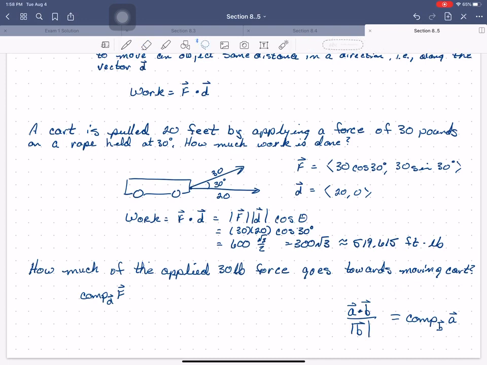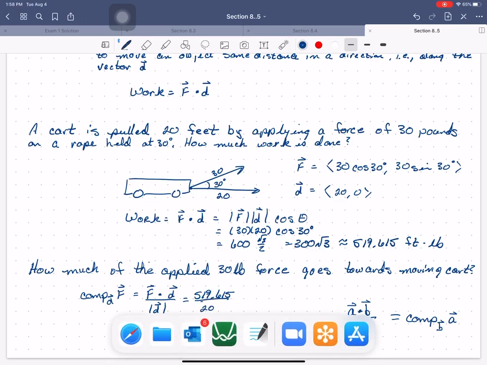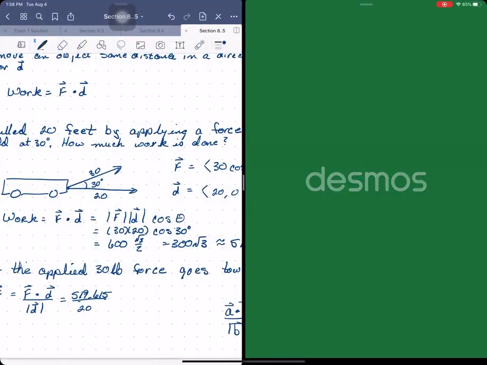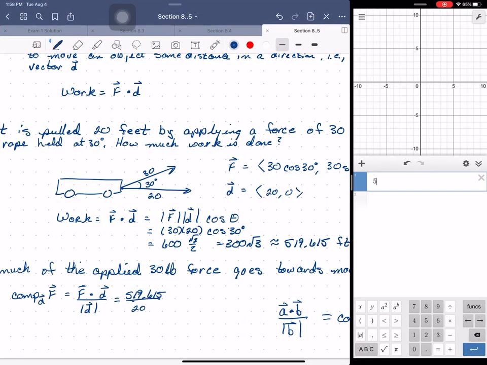Right? So that is F dot D divided by the magnitude of D. So F dot D, we have that. That is 519.615 divided by the distance traveled. And my example doesn't have that written out for me. So that's 25.98 pounds.